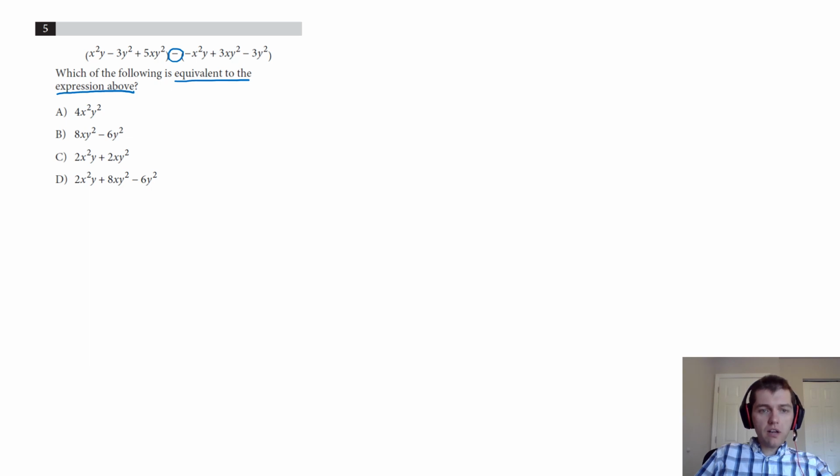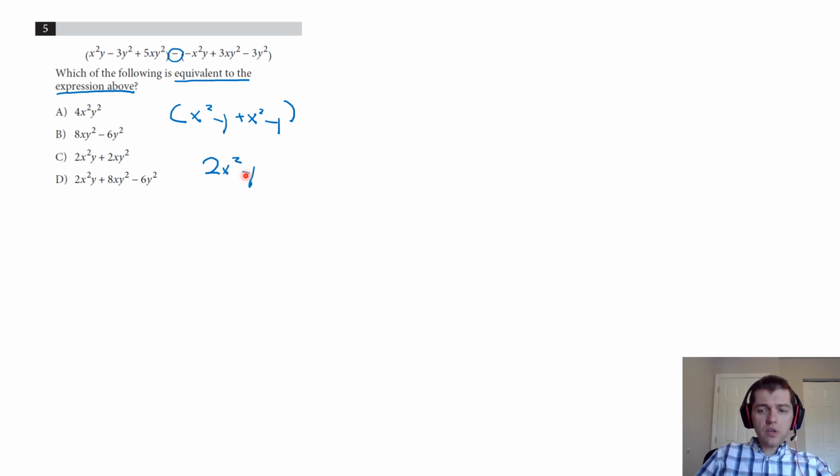So go ahead and start writing out your terms. Start with x squared y from the first parentheses, and that will be plus x squared y from the second parentheses. Remember, distributing that negative sign. You can go ahead and solve that one right there. So that will end up being 2x squared y.